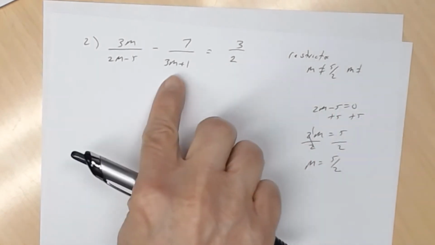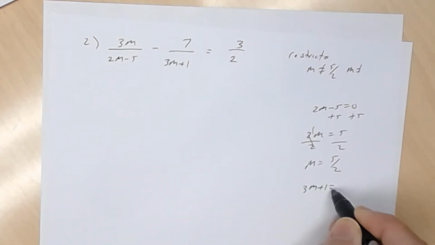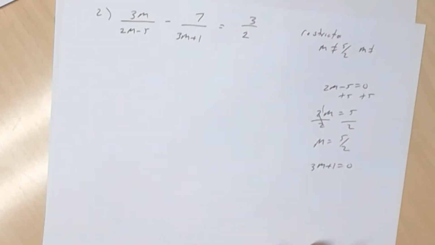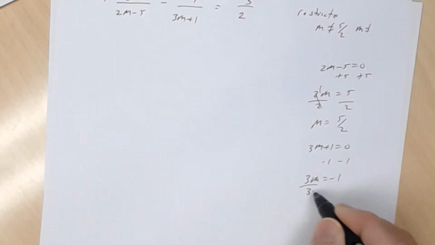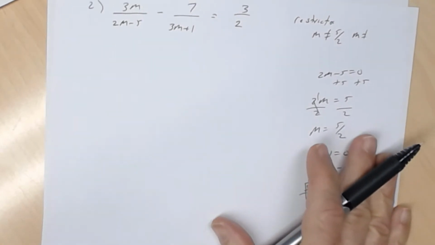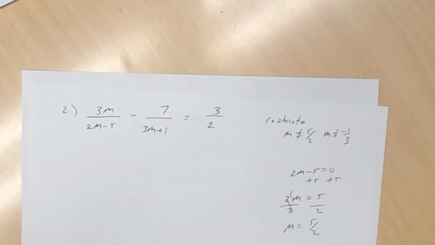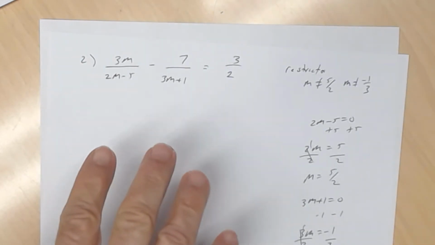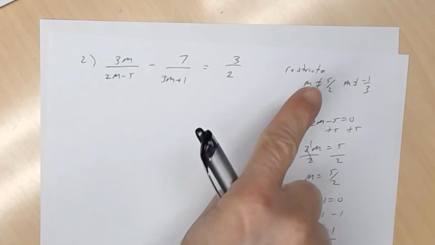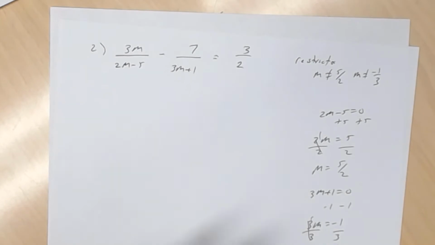There's another one, though, right here, because that's a different factor. So I have to do that as well. So 3m plus 1 equals 0. Where is that equal to 0? Well, I'm going to subtract 1 from both sides. So I get 3m equals negative 1. Divide both sides by 3. I get m to be negative 1/3. So in this case, notice how many restrictions you had. You had 2. So when I do all this work, and let's say I get a potential solution that's one of these, I cannot use it. That's an extraneous solution. Okay? All right. So now the LCD.